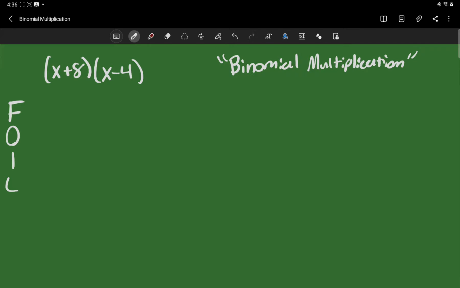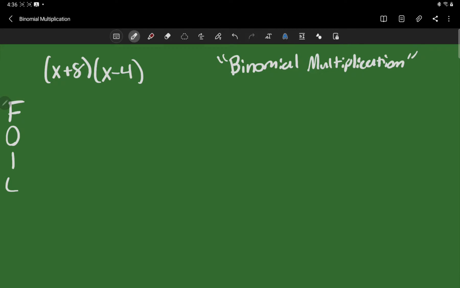So what we're going to go over today is binomial multiplication. So first let's go over what is binomial multiplication. We find in algebra and a lot of other math classes as you go up that a lot of times you end up having to multiply the sum of two terms times each other. Sum or difference. So you can see right here we have some unknown number x, and it's being added with 8 times an unknown variable x minus 4.